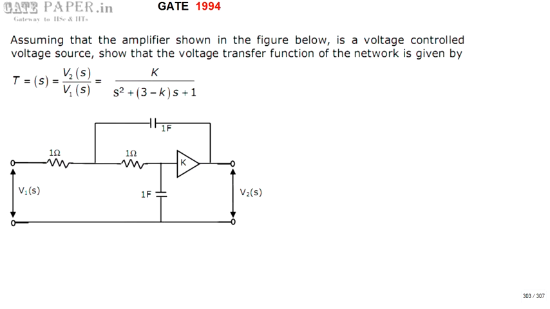Hello, we are discussing the GATE 1994 ECE paper, and this question is related to analog circuits. Assume that the amplifier shown in the figure is a voltage controlled voltage source. Show that the transfer function of the network is given by K by s square plus (3 minus K) times of s plus 1.